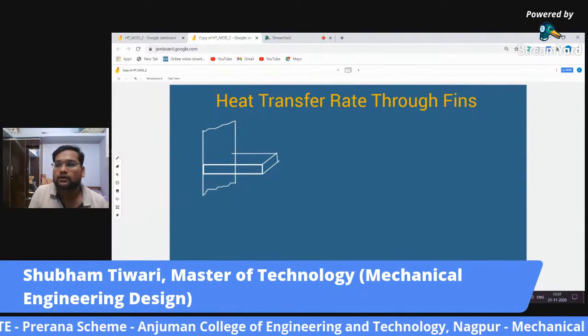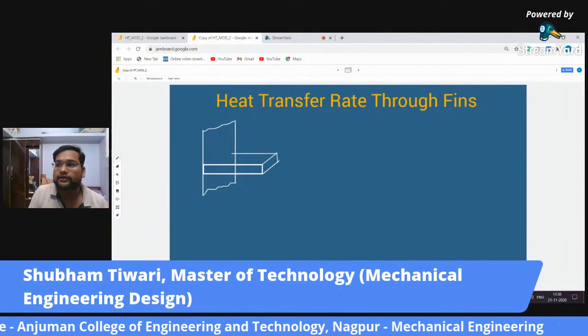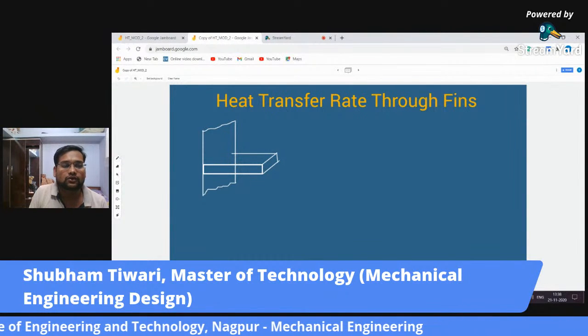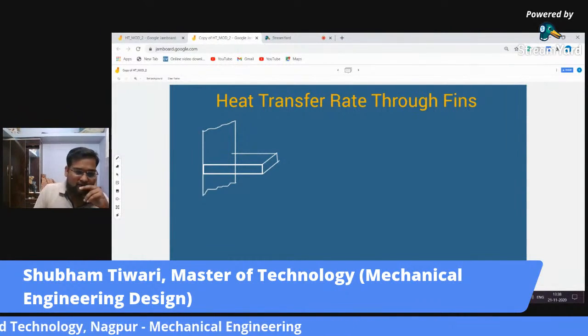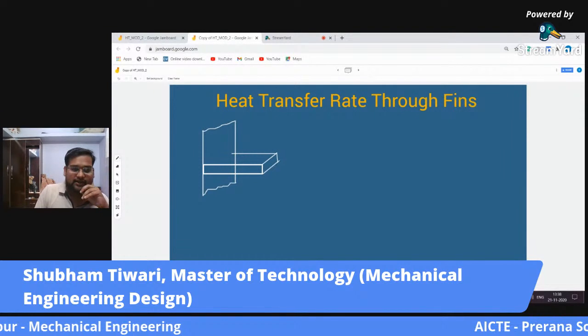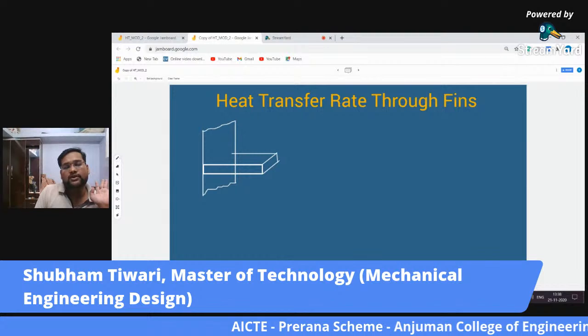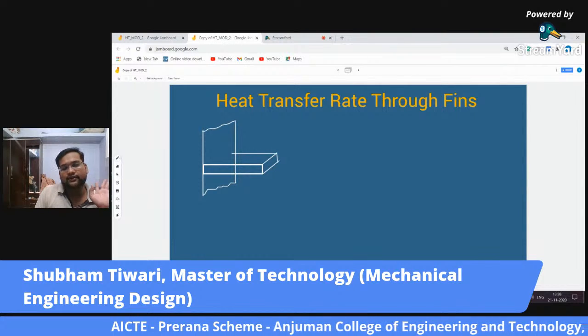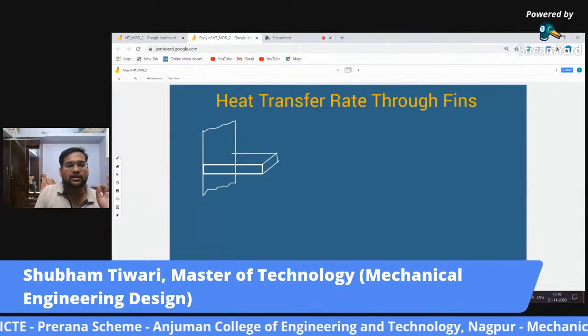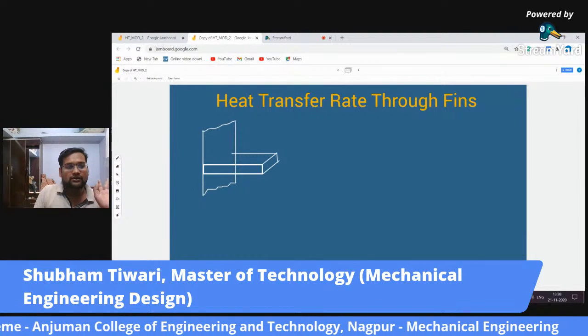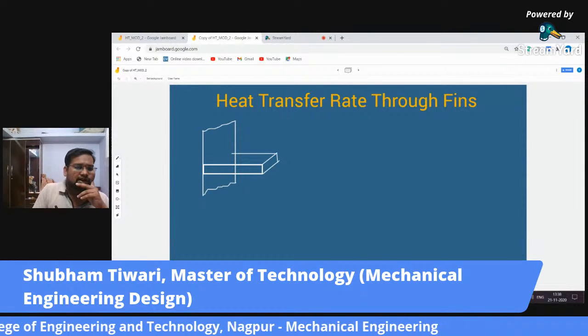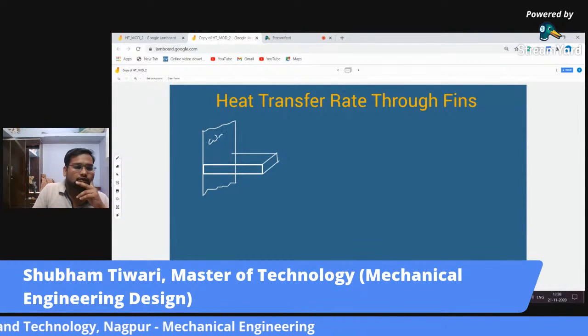Okay, right now the other thing we have is heat transfer rate through fins. Now we have to find out how we can calculate the heat transfer through the fin. First of all, we should know how the heat transfer mechanism takes place in the fins. So let's see that this is a wall.